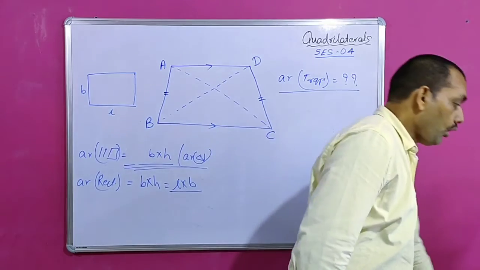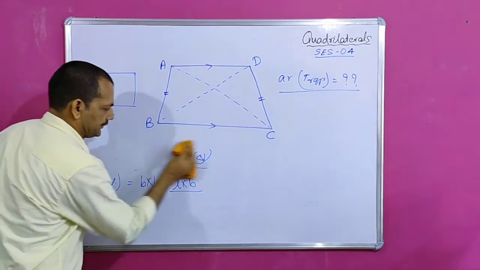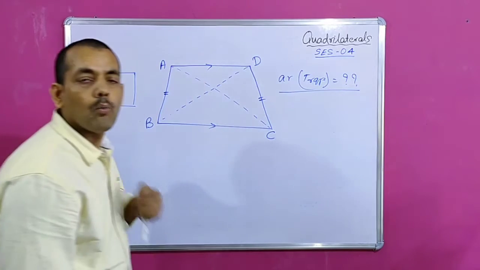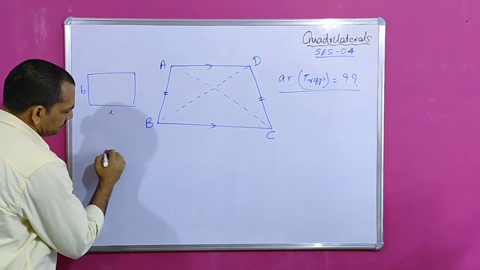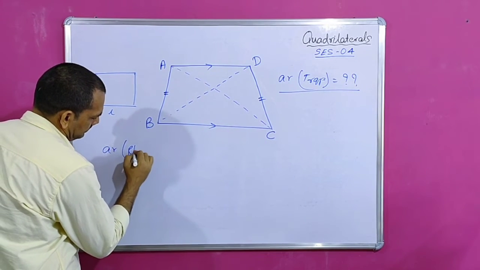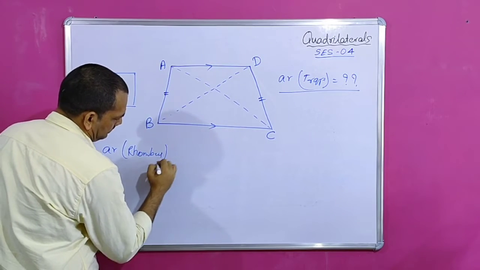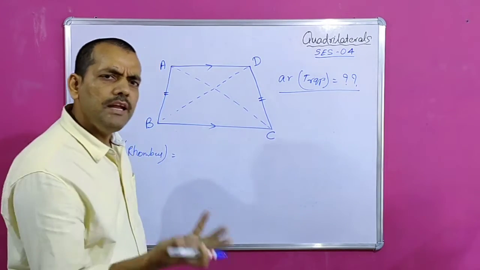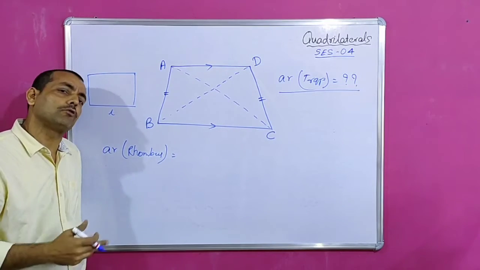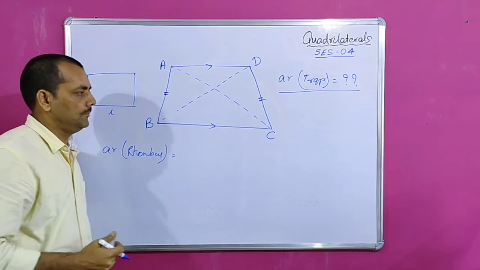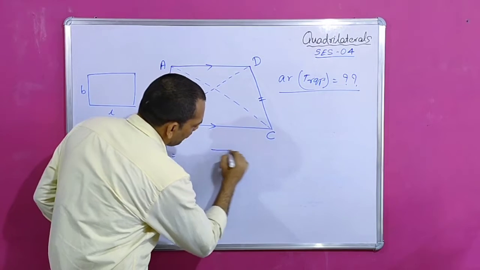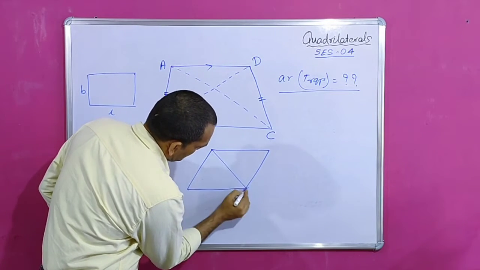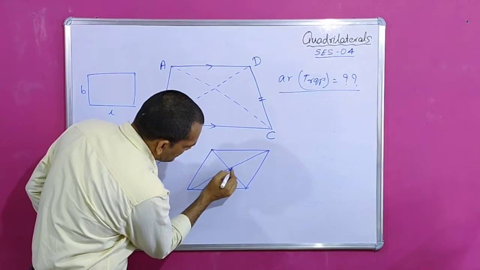Now, what about the area of a rhombus? It's D1 into D2. Diagonal into diagonal. Area of a rhombus is again B into H, because it is a parallelogram, we can calculate it that way. But there is one more method. Why? In case of a rhombus, diagonals bisect each other at 90 degrees.